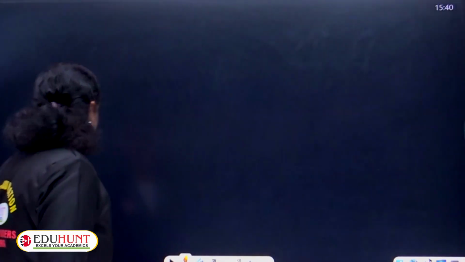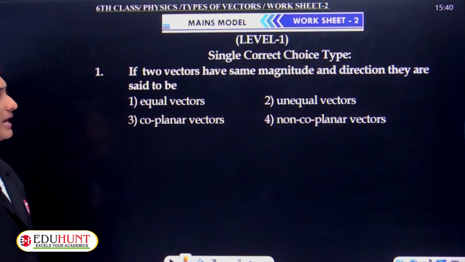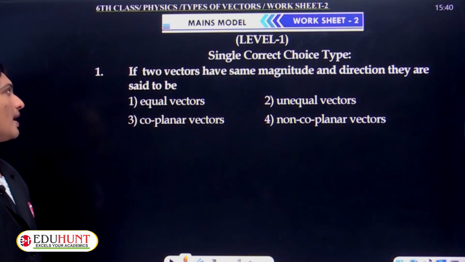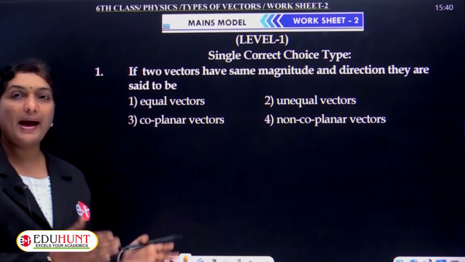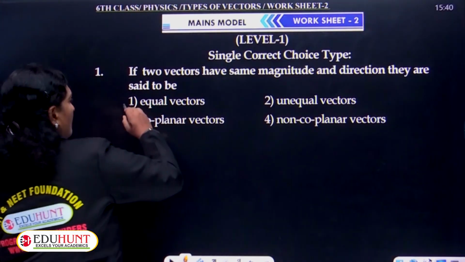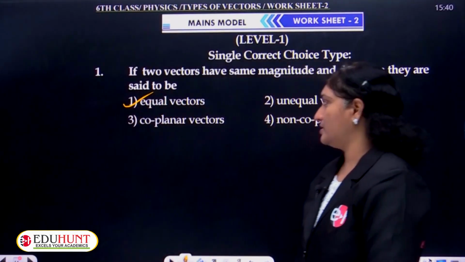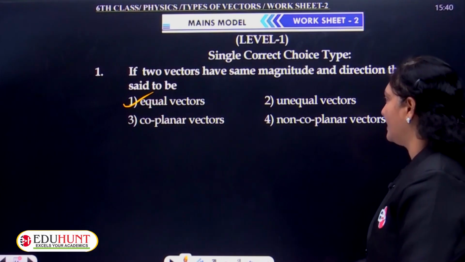Okay, here we go with the first question. If two vectors have same magnitude and direction, they are said to be. What are they? Same magnitude and same direction, they are called your equal vectors. Both are equal, having equal magnitude and equal direction. So, they are called your equal vectors.